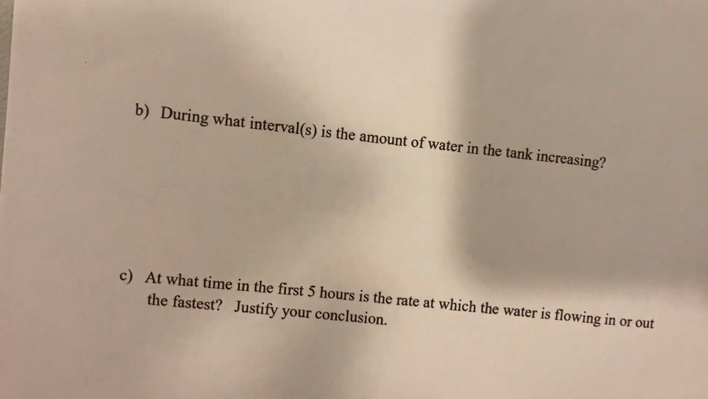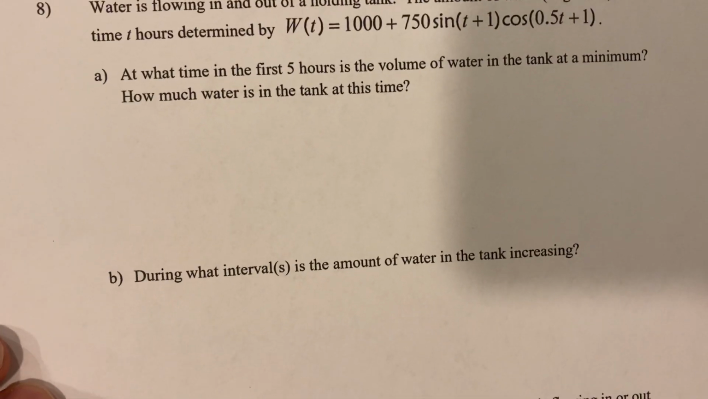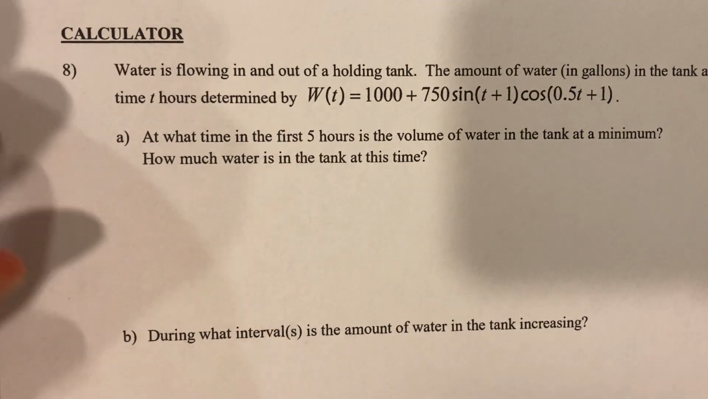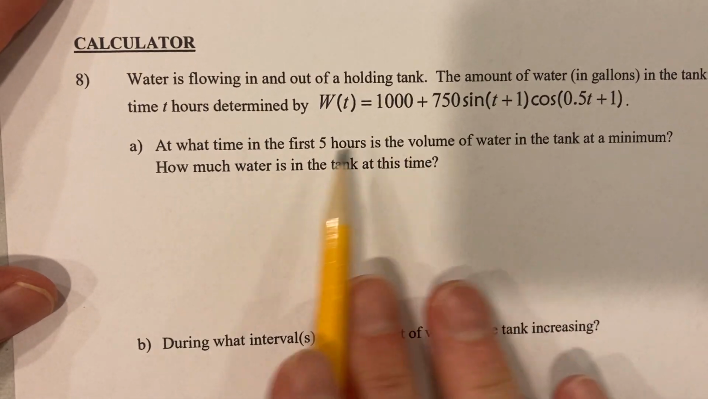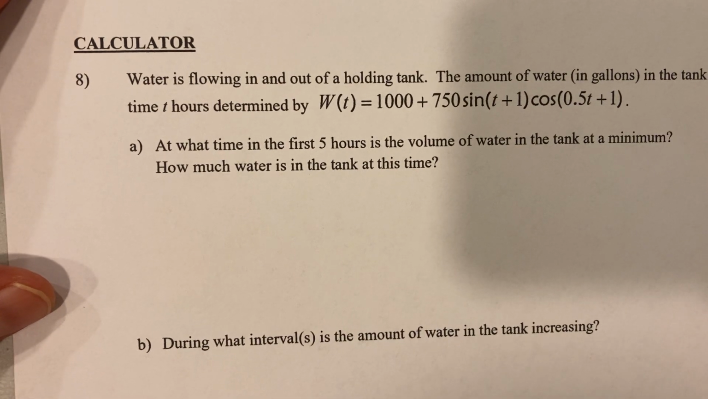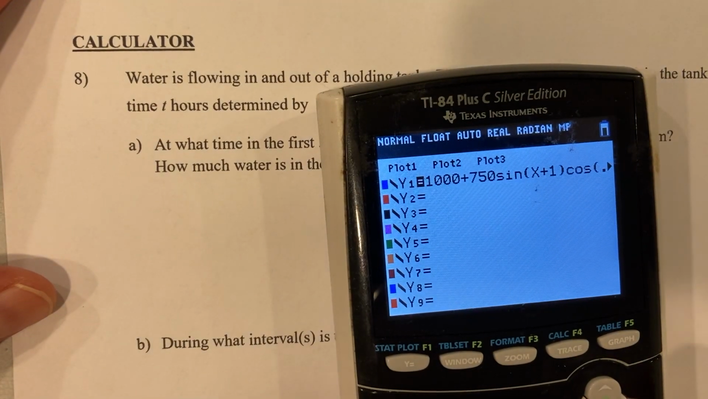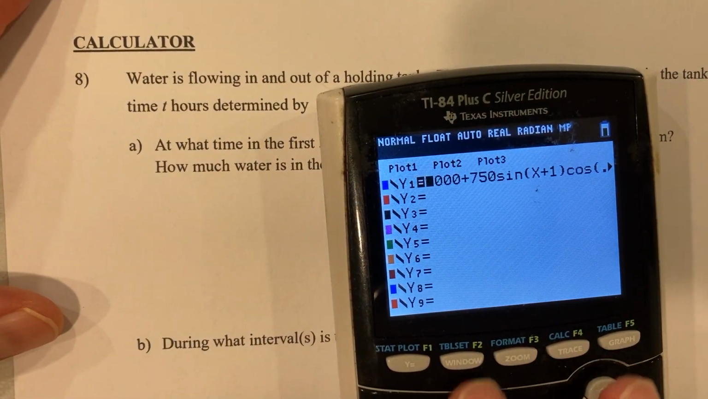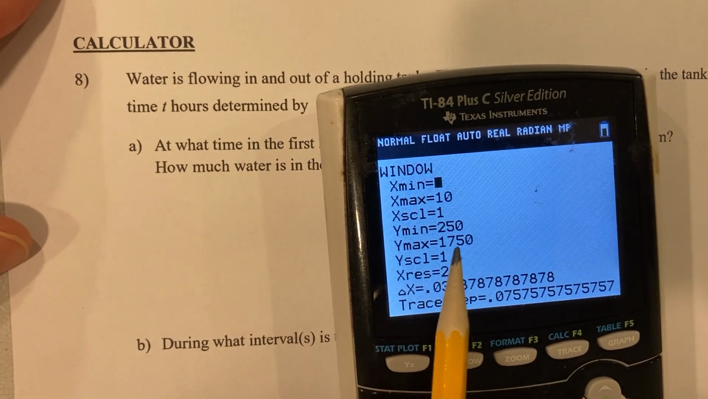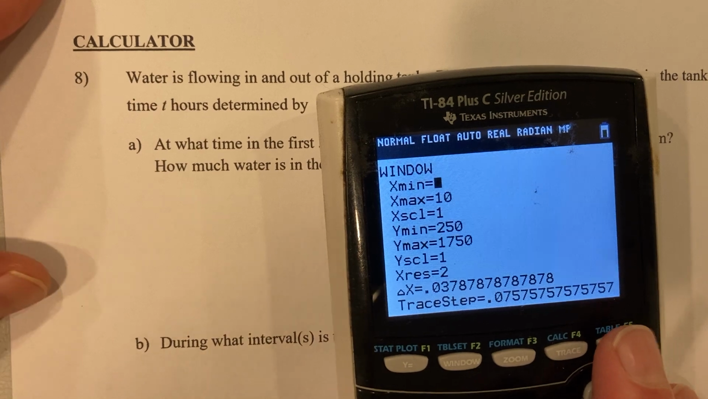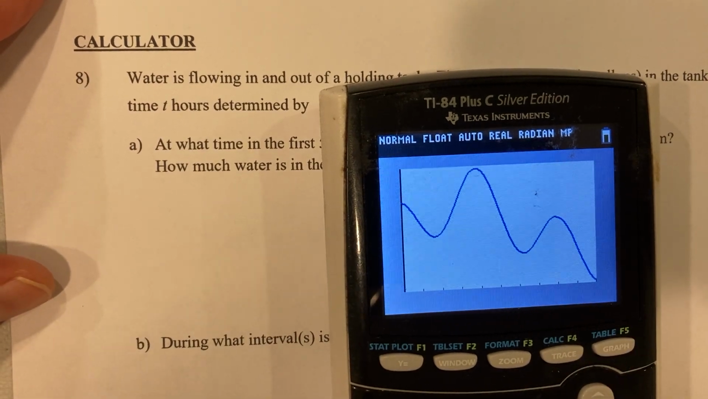All right, these are the final 2 pages of the review here, and they were given an equation of the amount of water in a holding tank for a certain number of time. And so I went ahead and I put that into the calculator for Y1. I made a window that went from 0 to 10, and then I made my Ymin, Ymax be so I could see it. When I graphed it, this is what it looked like.